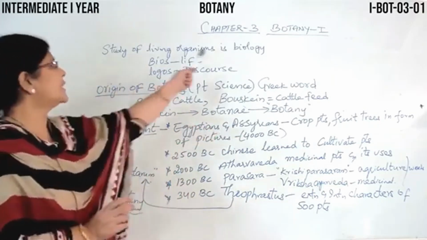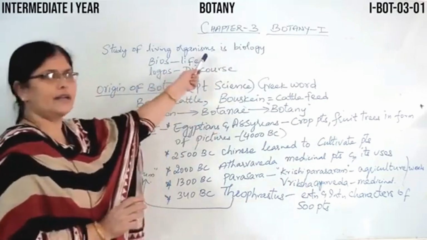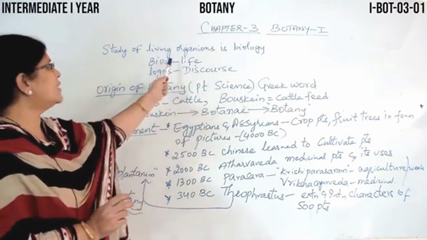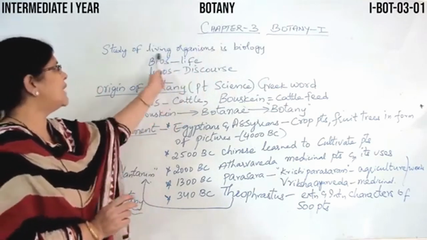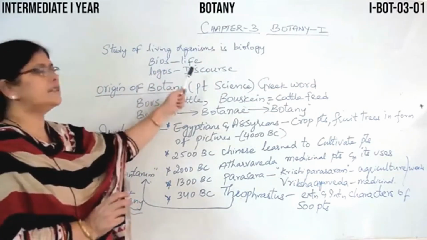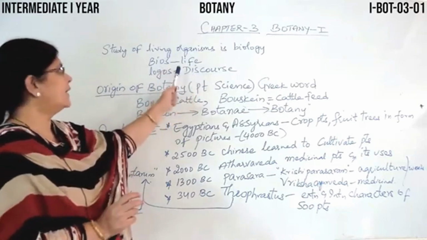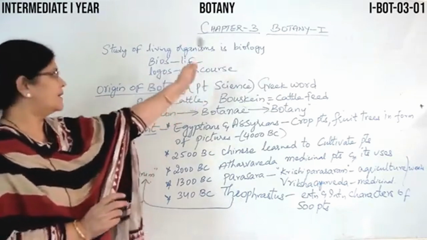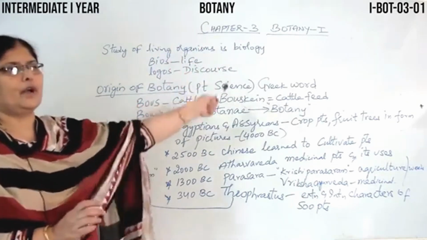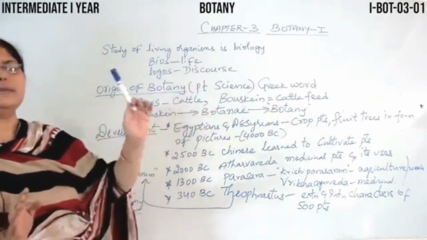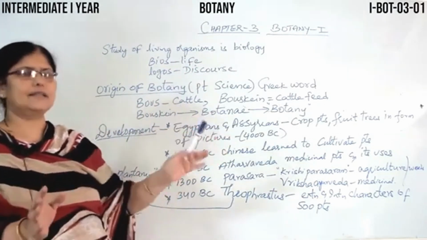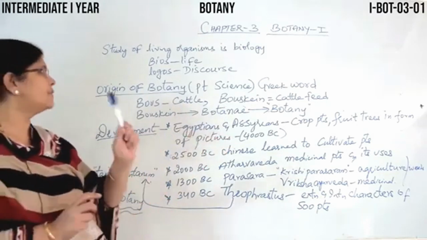So biology is nothing but the study of all living organisms. Now, if you cut this word called biology, it can be cut into two subunits. Bios means life, logos means discourse. That is, any study of life is called biology. Is that clear? Now, in this biology, we are going to limit our study to the study of plants. The study of plants is studied under a heading called botany.